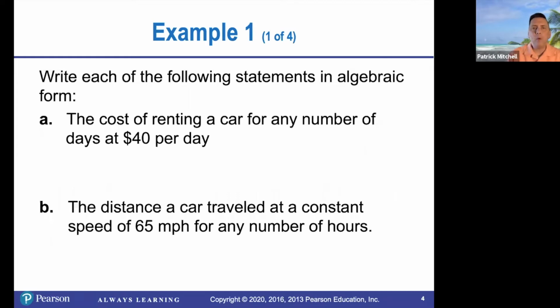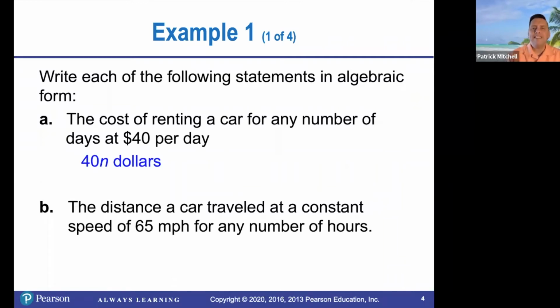In this example, we'll write each of the following statements in algebraic form, starting with the cost of renting a car for any number of days at $40 per day. What they want us to do here is define a variable that stands for the number of days the car is being rented. Once you have that variable, the total cost of renting the car is $40n, where n stands for the number of days the car is being rented.